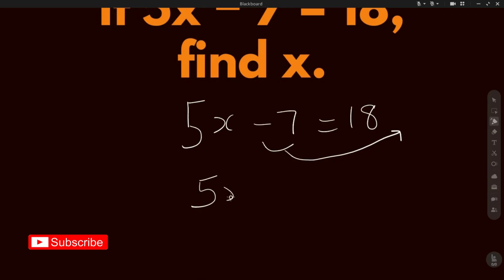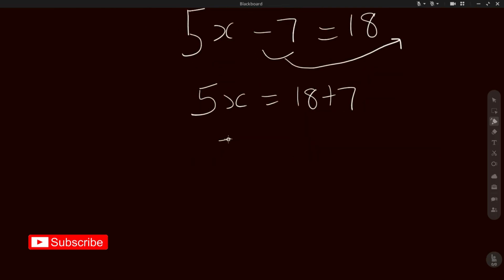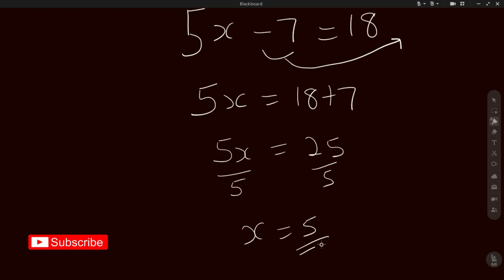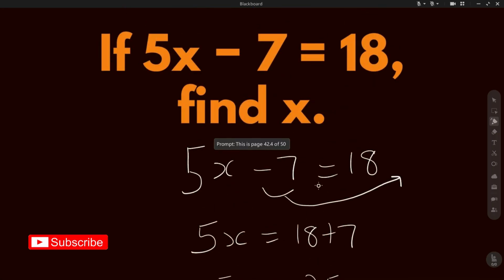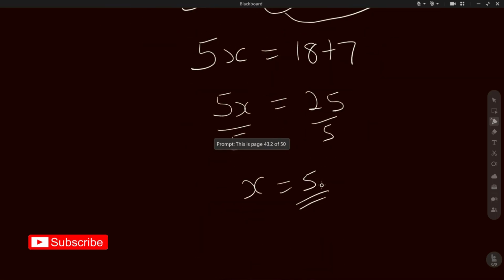That way we have 5x equal to 18 plus 7. So this will give 5x equals 25. Now we can divide both sides by 5 and x will be equal to 5. So if 5x minus 7 equals 18, x is 5.